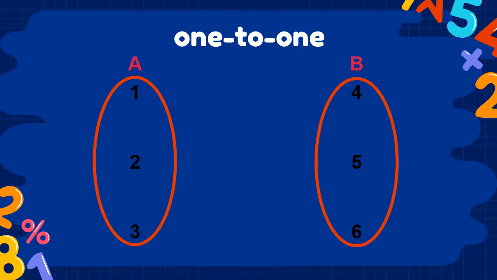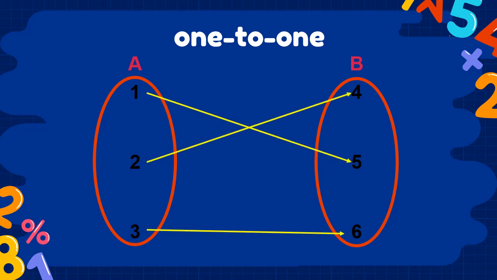For example, 1 is a factor of 5, 2 is a factor of 4, and 3 is a factor of 6. It is one-to-one since 1 is only a factor of 5, 2 is only a factor of 4, and 3 is only a factor of 6. This one is a function.